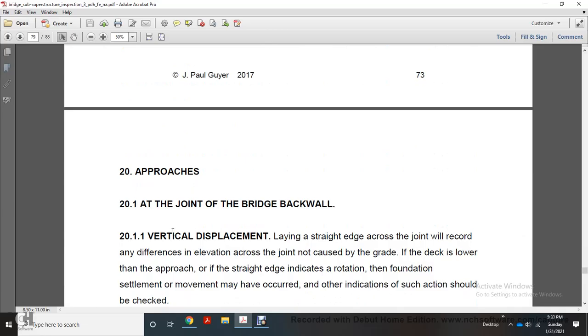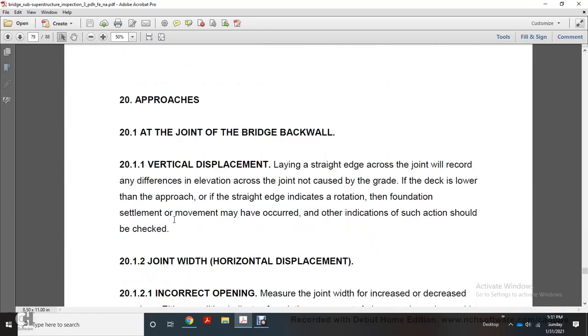Alright, 20, approaches. At the joint with the bridge back wall, check for vertical displacement. Lay a straight edge on the joint and record the difference in elevation across the joint caused by the grade of the deck versus the approach. Rotation of the foundation or settlement movement may have occurred. Other indications of such action should be checked.